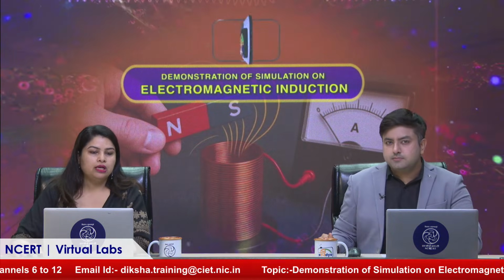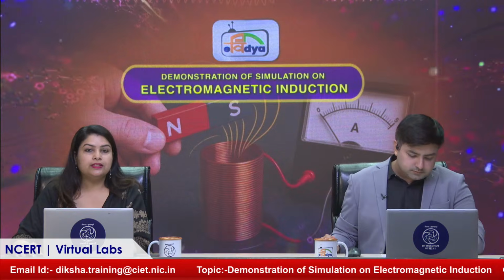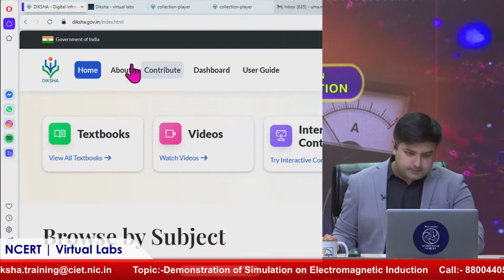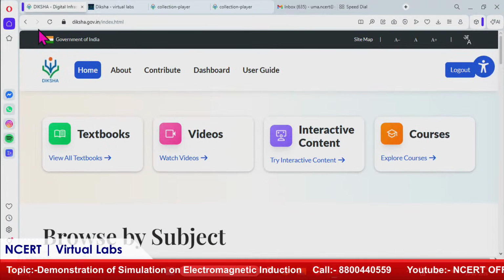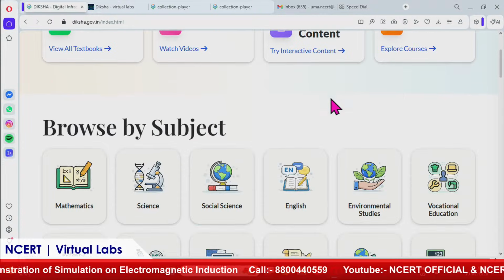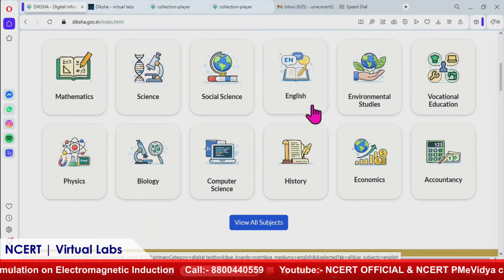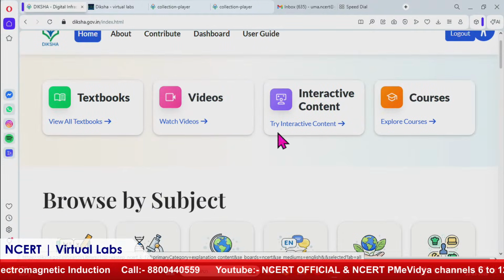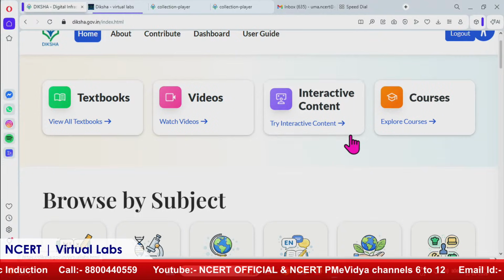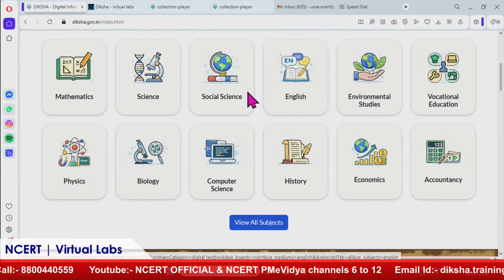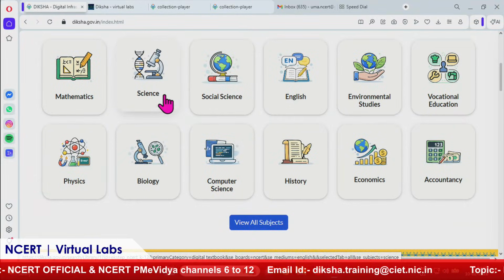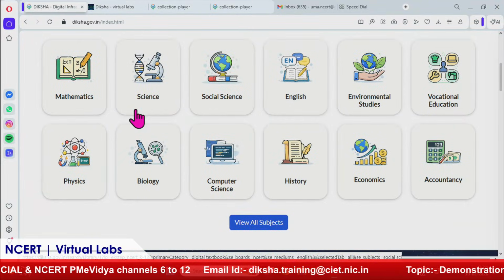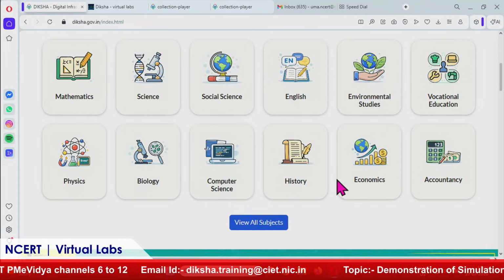So I will show you. We just go to diksha.gov.in, and you will see a very new portal of Diksha now. I will showcase the new portal here. Initially it is textbooks, videos, interactive contents, so entirely the new platform is there. Browse by subject is there. You can directly browse by subject. Suppose you want to learn about science or mathematics or social science, you can directly click these tabs to go through it. And this is for viewing all subjects.